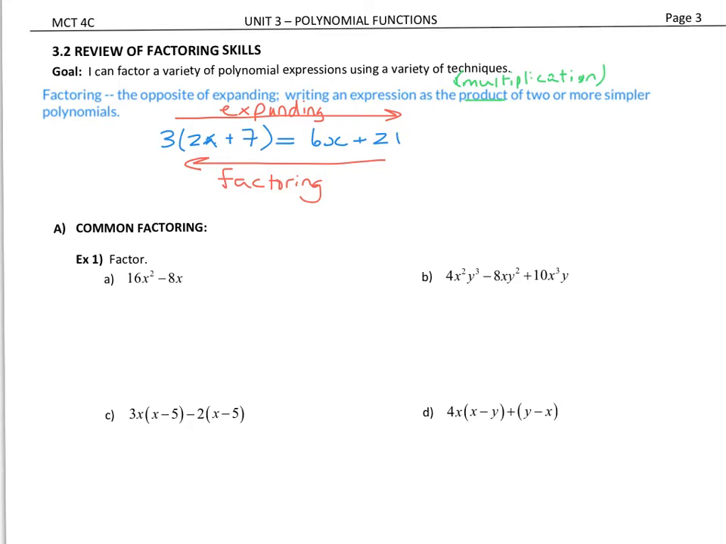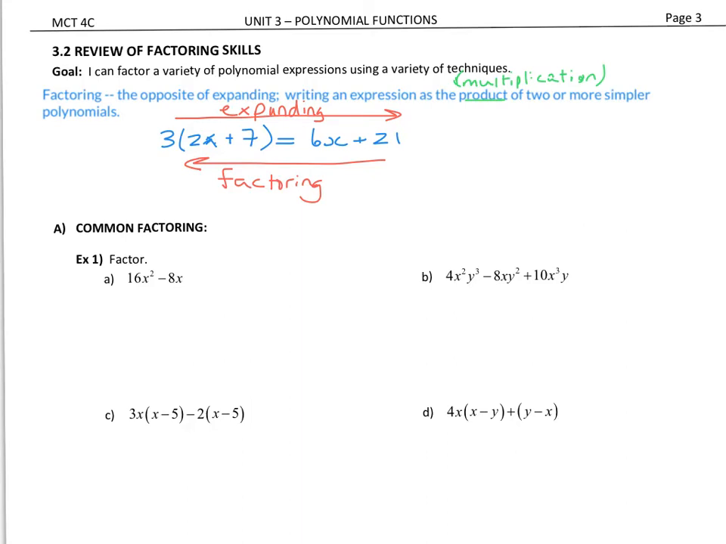All right, so the first type of factoring we should always check for is the common factoring. And the common factoring is when you look at all of your terms and you try to find the biggest number along with the smallest power of the variable that appears in every term. So, the largest number and the smallest power of every variable that appears in every term.